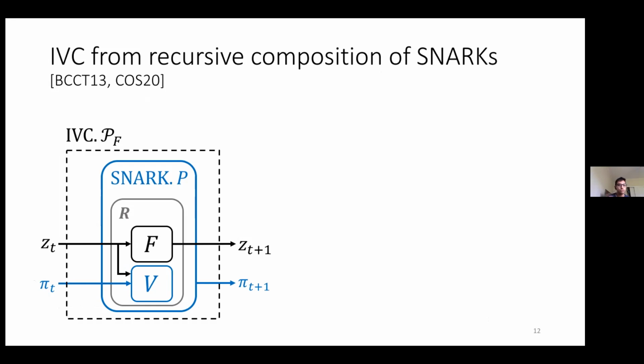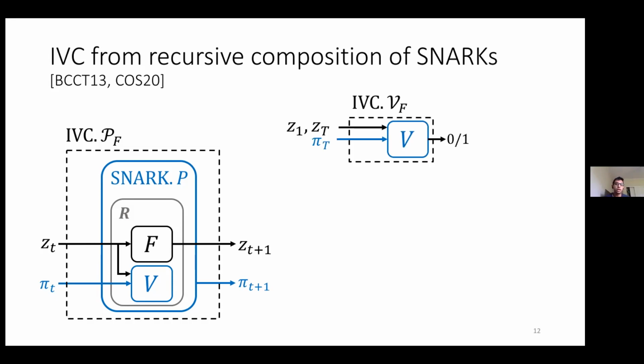So at a high level, all the IVC prover does is that it constructs a SNARK proof which attests to the fact that the previous step computation, the previous proof, is valid, and that this step computation is correct, right? Okay, the IVC verifier then takes the final proof and the initial and final outputs and checks that the corresponding proof is valid, that pi t is valid. It just invokes a SNARK verifier on that.